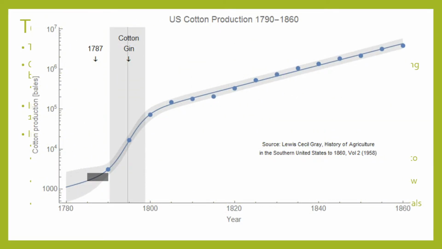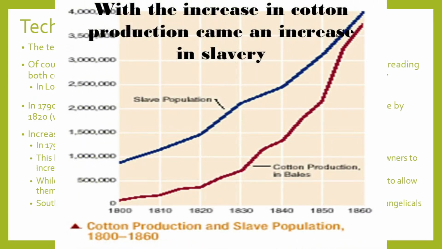So we have the cotton production exploding with the advent of the cotton gin, and then growing year after year. And here, with the increase in cotton production, there was an increase in slavery. So you can see that pretty similar spike. After 1800, it starts going up, increasing pretty steadily.